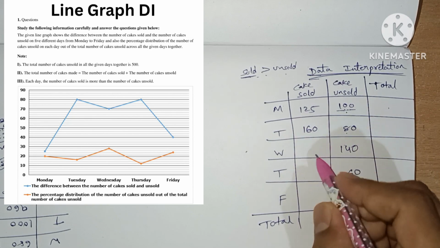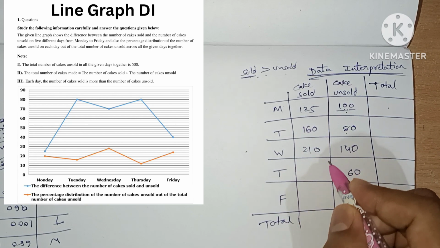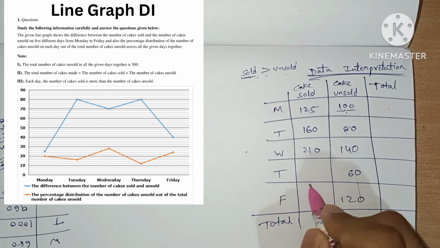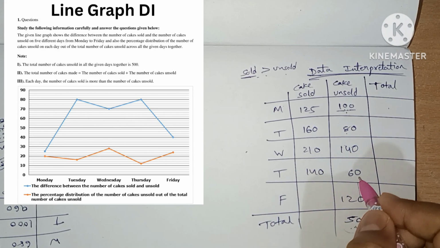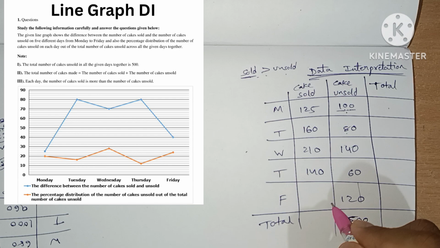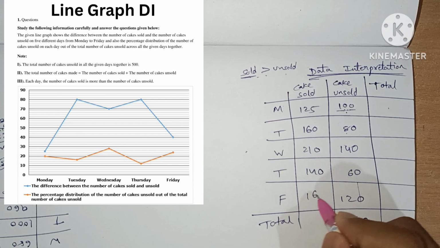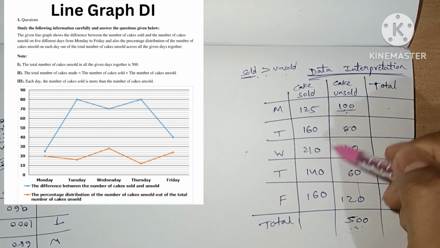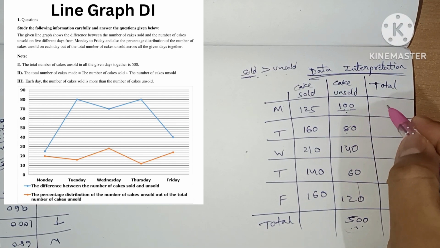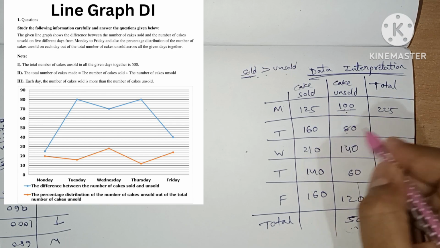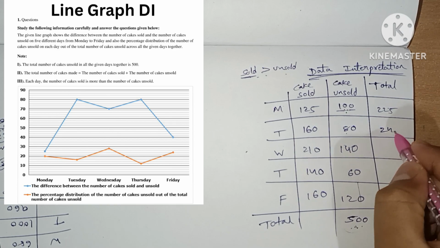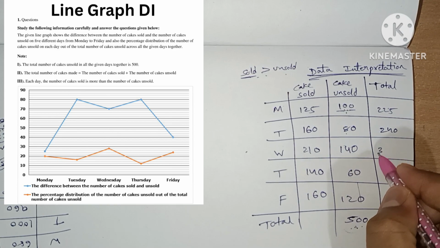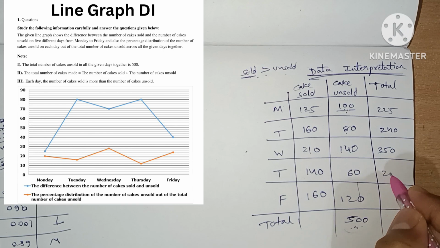Next one is 70 more, which will be 210. Next one is again 80, means 140. Next one is the last one, which is 40 more, so it is 160. So we have got both cakes sold and unsold. Now the total values will be 225, this will be 240, 350, 200, 280.